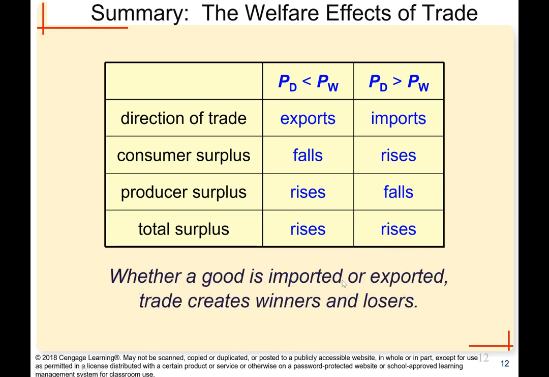Whether a good is imported or exported, trade creates winners and losers. As you can see, when price goes up, consumers lose, producers win. When price goes down, consumers win, producers lose. So trade will create some winners and losers, but the gains exceed the losses. That is the key to understanding that there is a net benefit to trade.